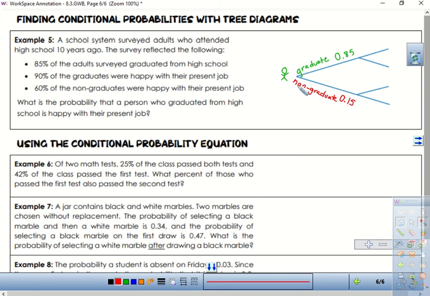Yeah. Okay. So then, within the people who graduate, we dealt with this one. 90% of those people were happy with their job. So, from graduates, we have people who are happy with their job, and that's 0.9.